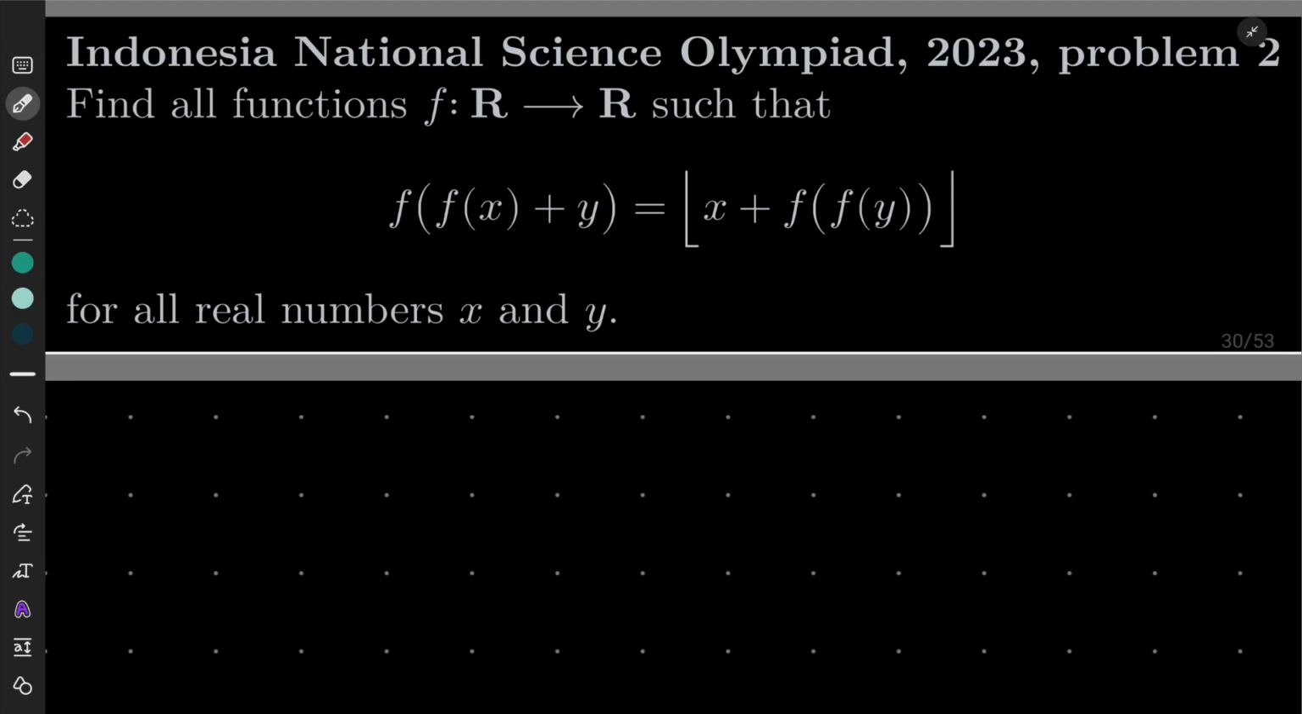Hello friends, in this video I'd like to solve the following problem from the Indonesia National Science Olympiad 2023, problem number 2. We wish to find all functions from the set of real numbers into itself, such that f of x plus y equals floor of x plus f of y for all real numbers x and y. It's a fun problem, not very difficult for my taste.